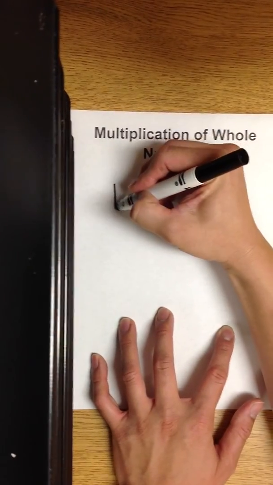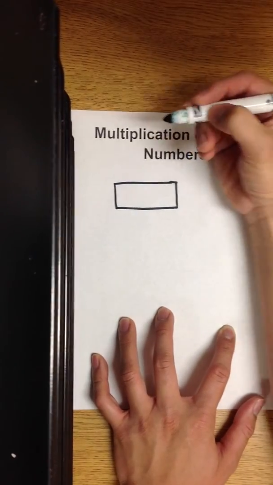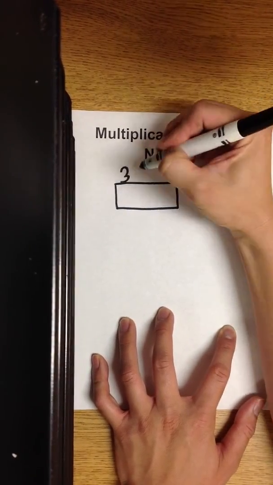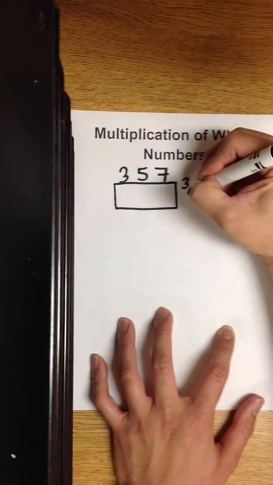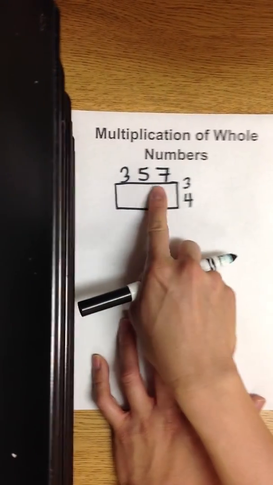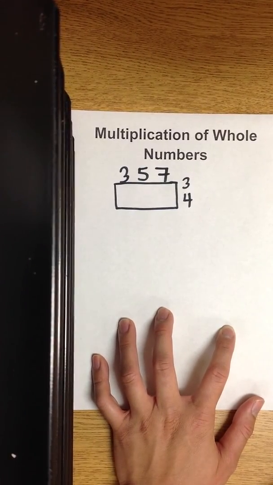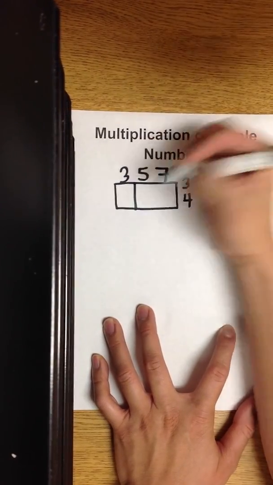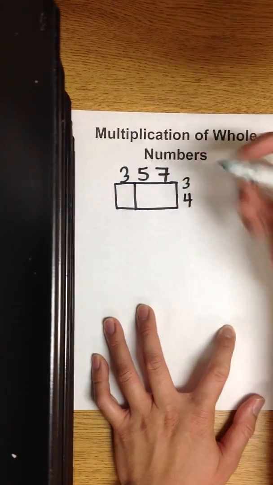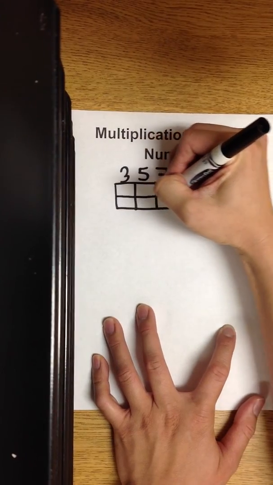So the first thing you do is draw a square or rectangle. If you have to multiply 357 by 34, you write 357 above the rectangle, and 34 to the side of it. Now it's time to separate the place values. To separate the hundreds place from the tens place, you draw a line. To separate the tens place from the ones place, you draw another line.